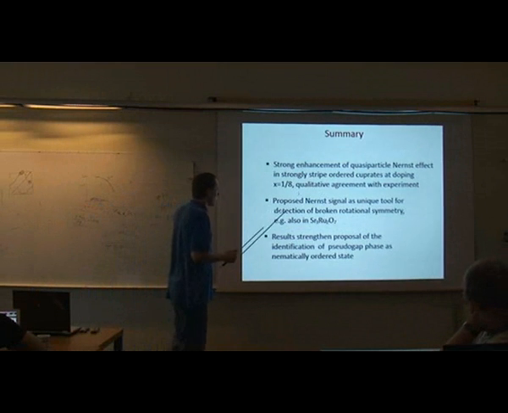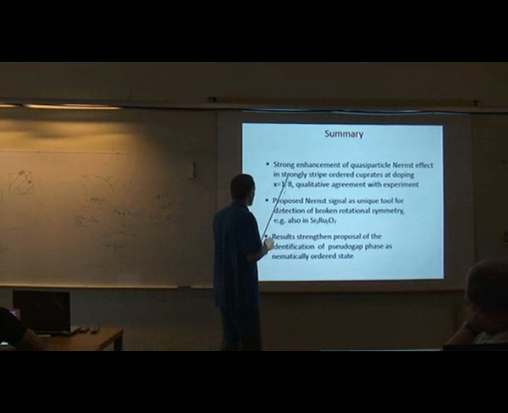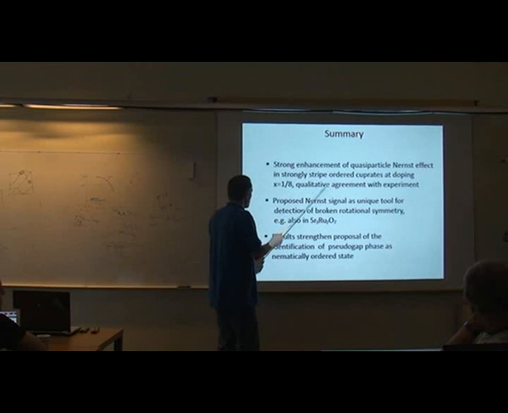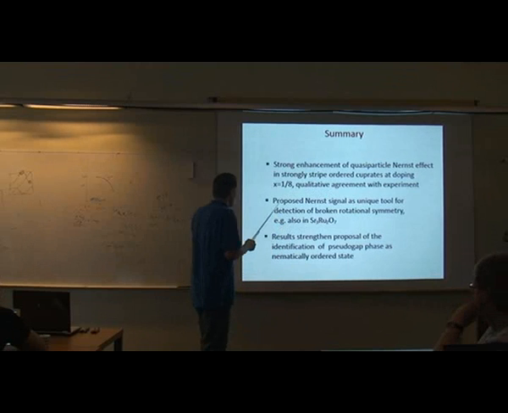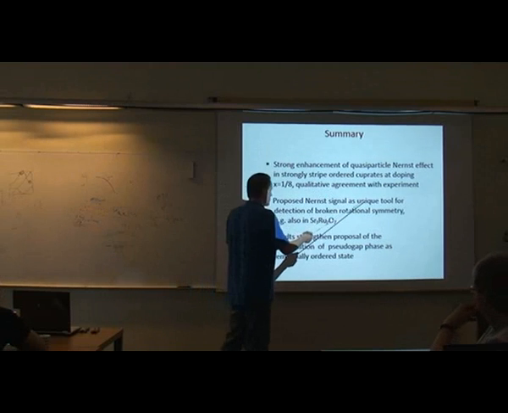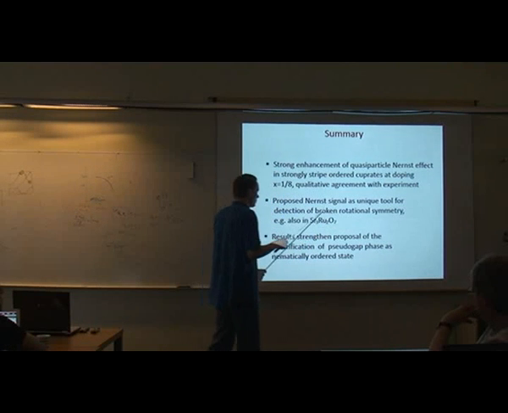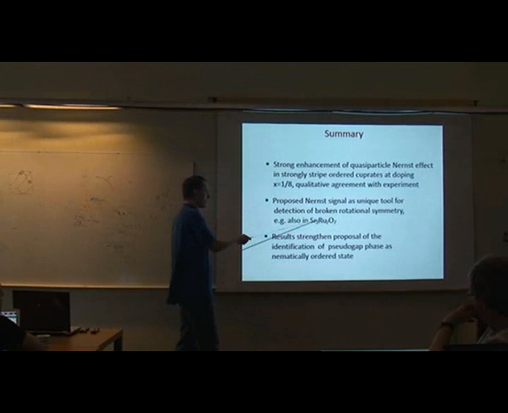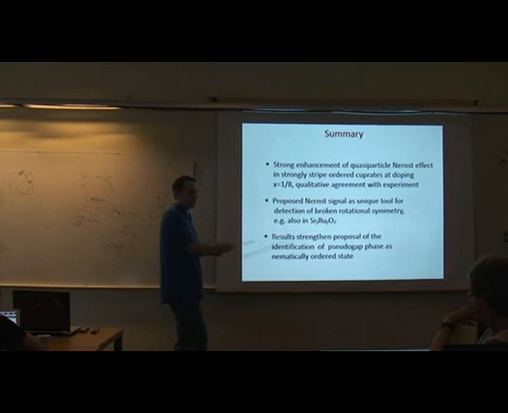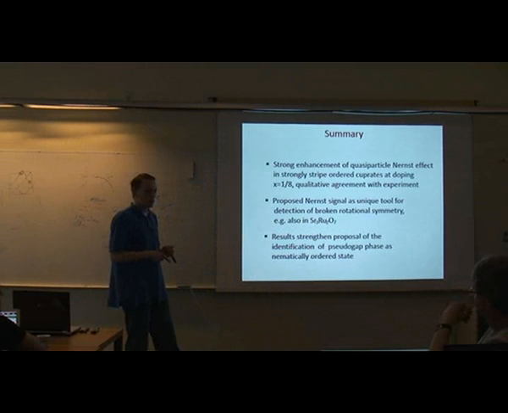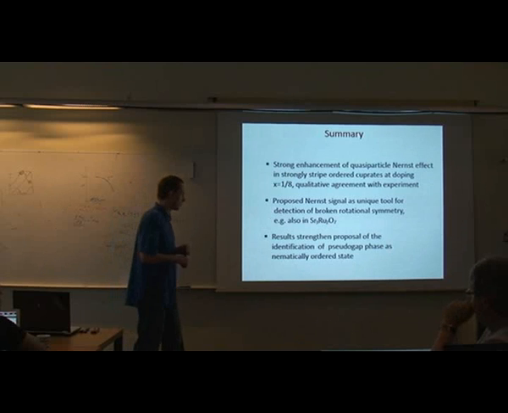Now we are really done. What I showed you is that the quasi-particle Nernst effect is strongly enhanced by stripe order. The second thing is that the Nernst signal is seemingly a good tool, quite unique even, to detect point group symmetries. That suggests also looking at such materials and measuring the Nernst effect to see whether my proposals work. I don't think it has been done, and that would be good to see.